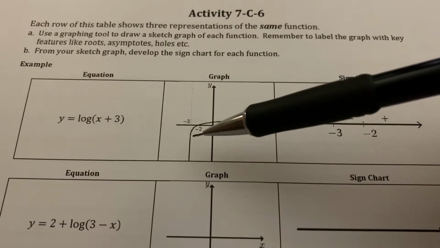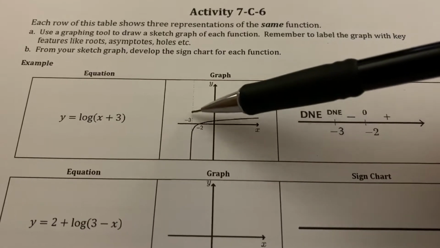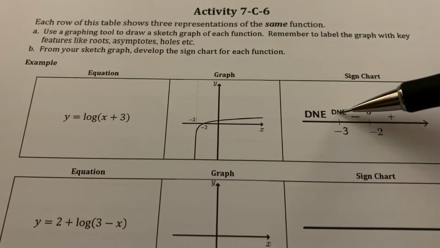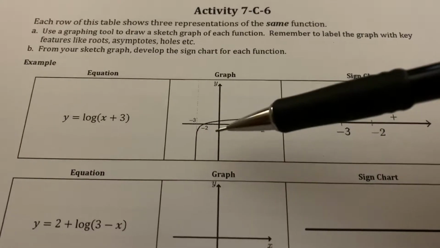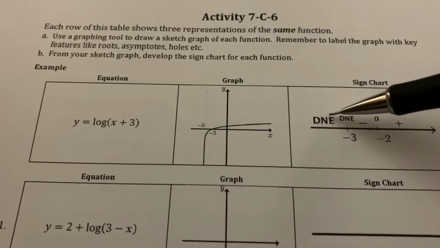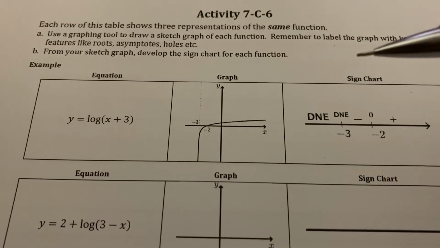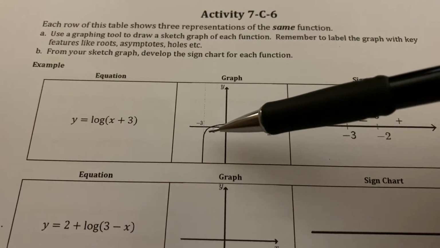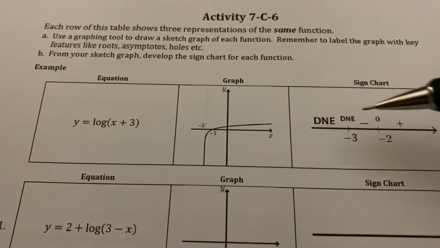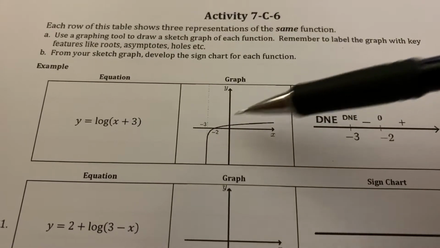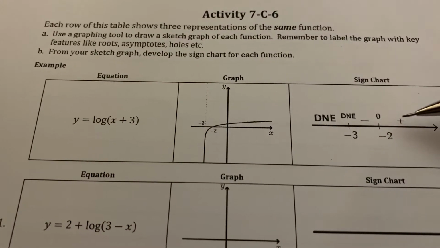So here in a log, notice it has an asymptote, and that asymptote is at -3. That's why it says does not exist at -3. And then notice the graph doesn't go over to the left of -3, so it does not exist there either. Okay, but then slightly to the right of -3, here it is negative, and then it goes above the x-axis, looks like to the right of -2.